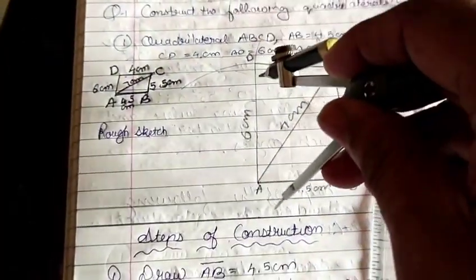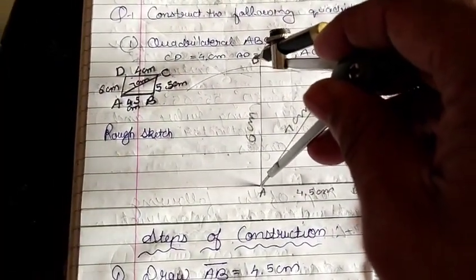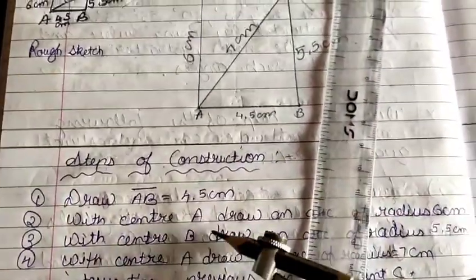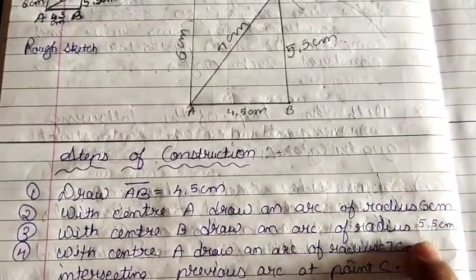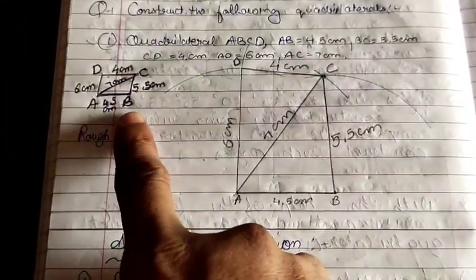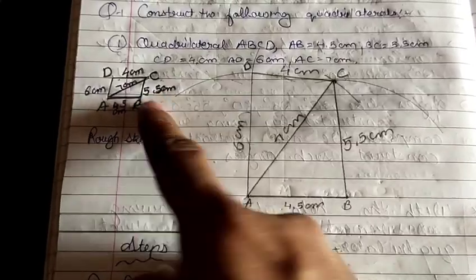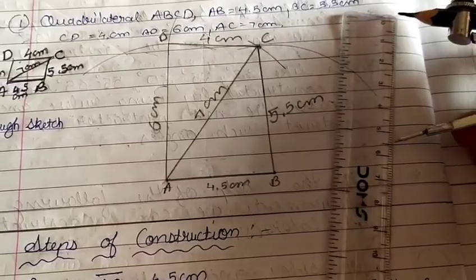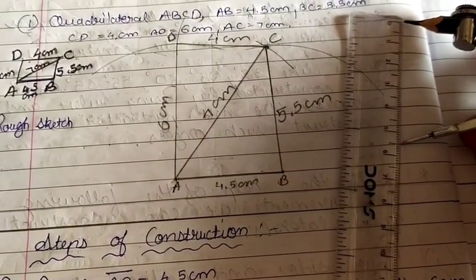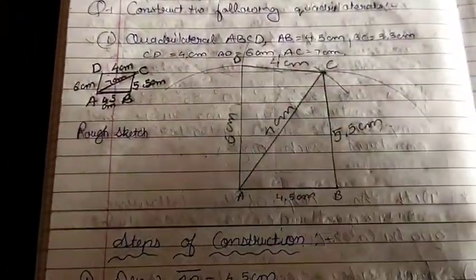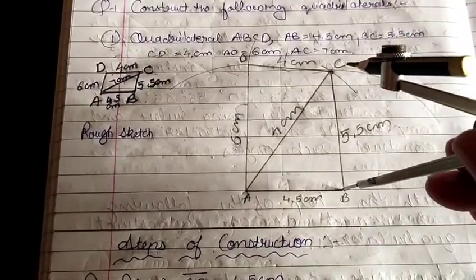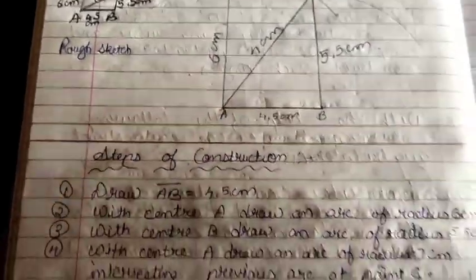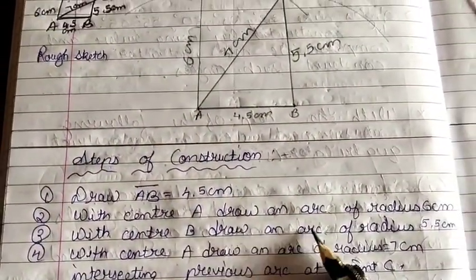Then you have to draw an arc over here, place it on A and draw an arc over here. So write down the step: with center A, draw an arc of radius 6 centimeter. Then with center B, now you have to take 5.5 centimeter. So again, take 5.5 centimeter in such a way. Now place it on B and draw an arc of 5.5 centimeter.